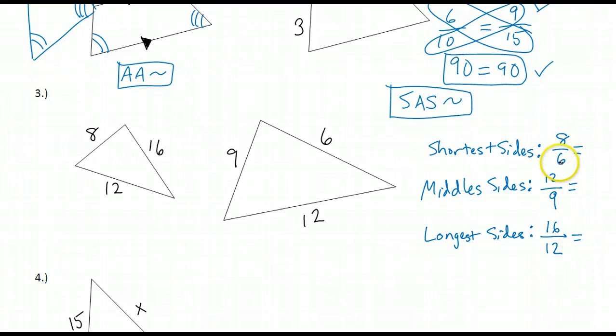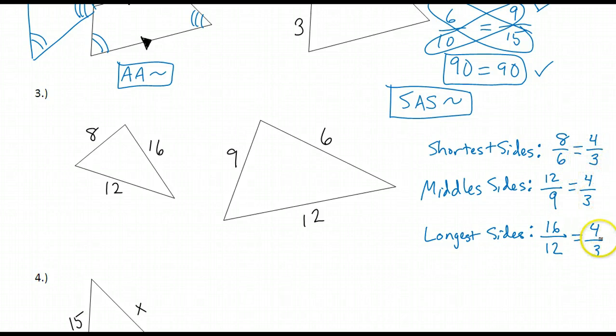8 over 6, both are even, so they can both be divided by 2, reduces down to 4/3. 12 and 9 are both divisible by 3. So it reduces down to 4/3. And 16 and 12 are both divisible by 4. So 16/12 reduces down to 4/3.